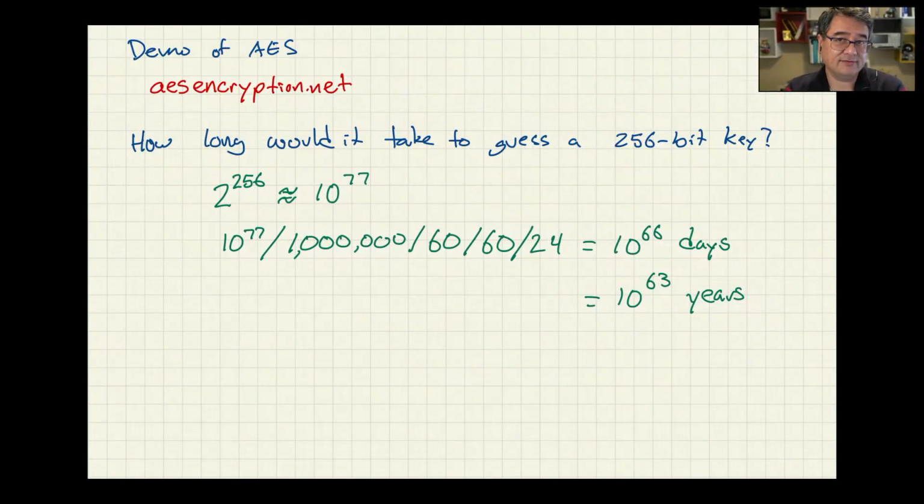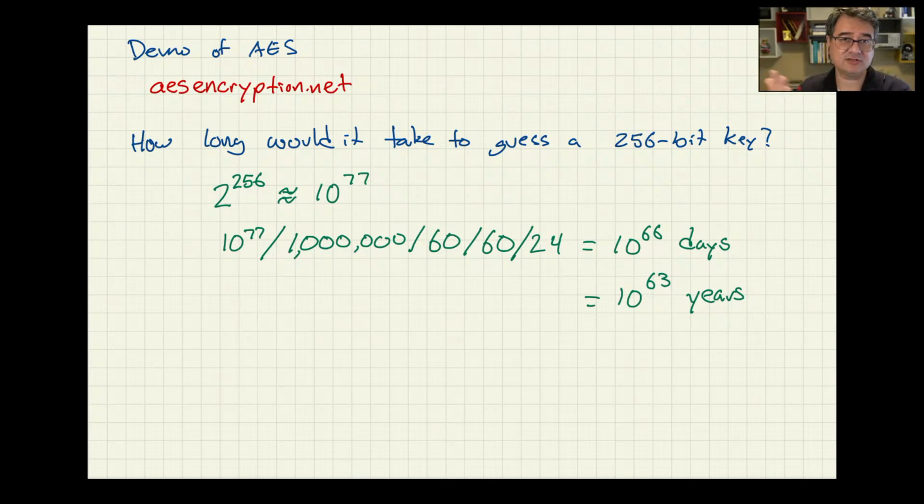So how long is that? Well, scientists think that the age of the universe is about 12 billion years old. So that's about 10 to the 9th. And we're looking at 10 to the 63rd. So not only is it the entire age of the universe, it is that many, many, many times. It would take much, much more than the age of the universe to run through all the possible keys that this could be.